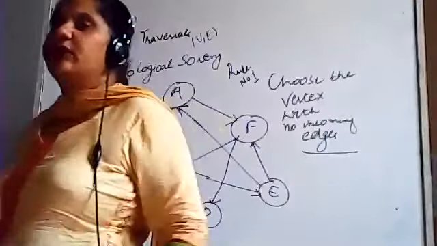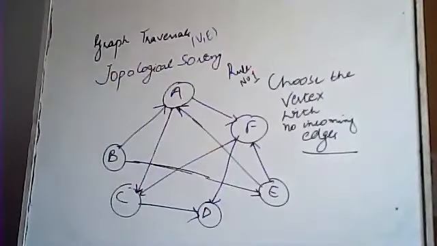Do you know in degree and out degree? What is in degree in a graph and what is out degree in a graph? Can anyone tell what is in degree and out degree of any graph? Ma'am, the number of edges coming toward any vertex is called in degree. Yes. The number of edges going out of any node is called out degree.